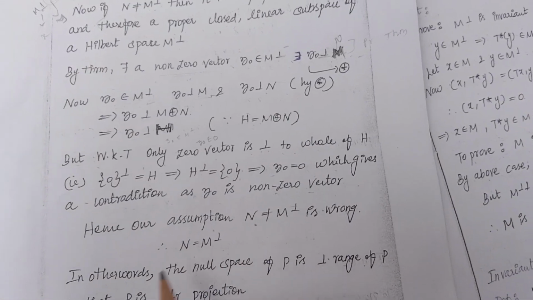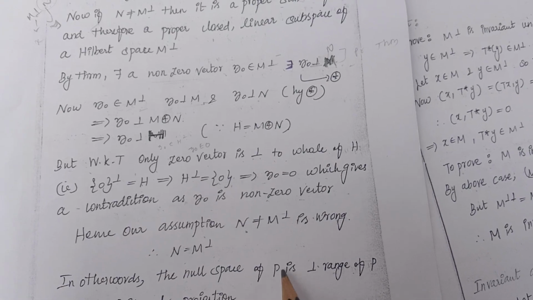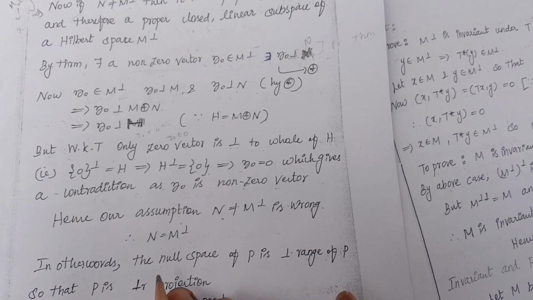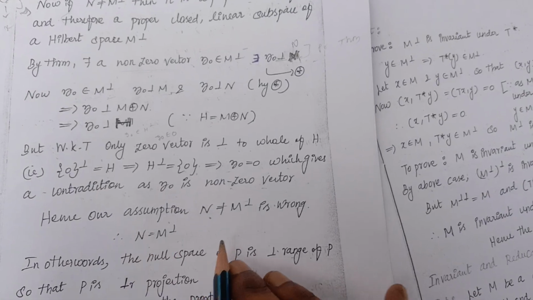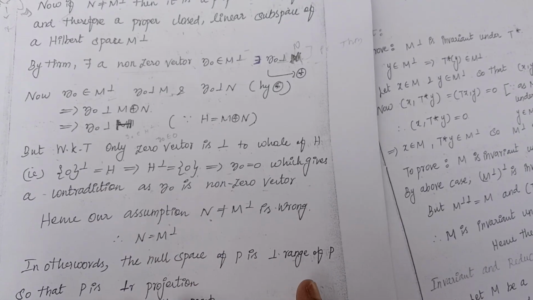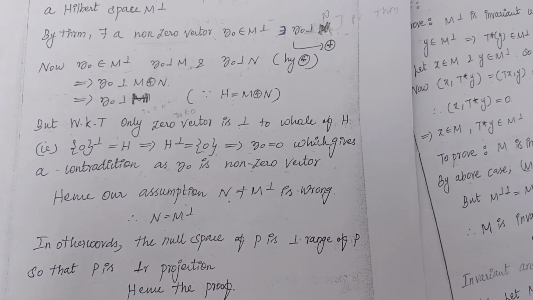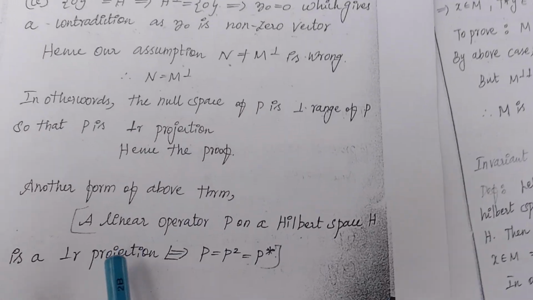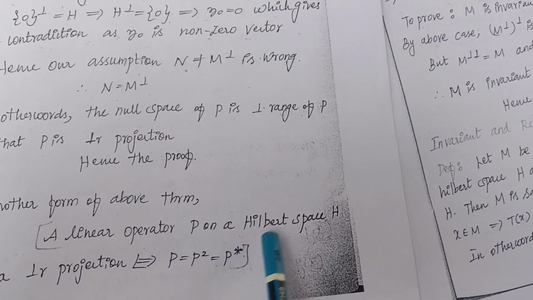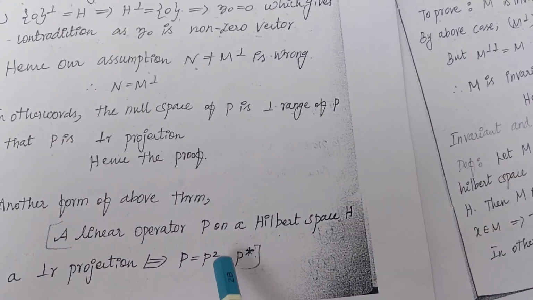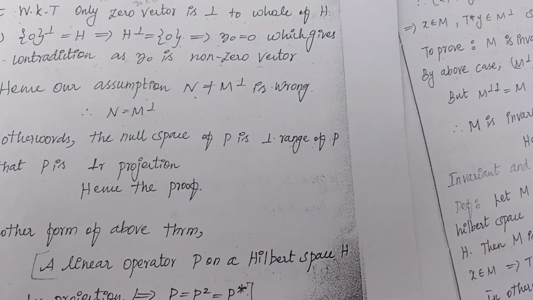So N equals M orthogonal. In other words, the null space of P is perpendicular to the range of P, so P is the perpendicular projection. Another form of the above theorem is: a linear operator P on a Hilbert space H is a perpendicular projection if and only if P equal to P square equal to P star. Hope you all understand, and thank you.